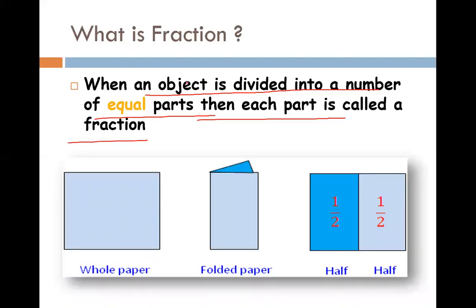Suppose you have a whole paper, this is your whole paper, and if you fold it from the middle, you will get the folding like this. When you fold it into two parts and then open it, this whole page is divided into two equal parts. And what are these two parts called? These are halves. So the whole thing has been divided into two equal parts, and each part is representing one half. The whole has been divided into two equal halves.